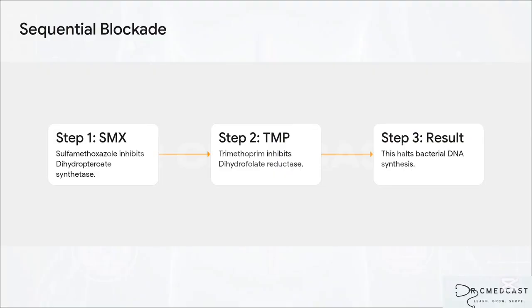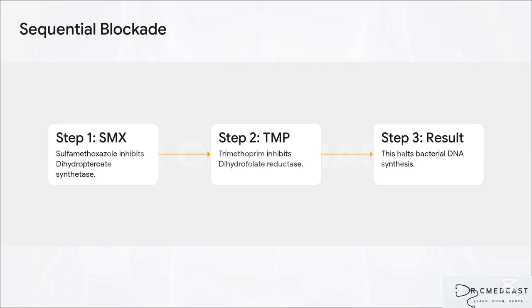So how in the world is this synergy achieved? Well, it's through a really elegant mechanism known as a sequential blockade. You see, bacteria need to make their own folic acid to build DNA. Sulfamethoxazole blocks the very first enzyme in that pathway. Then, trimethoprim comes in and blocks a second enzyme further down the line. By hitting the same pathway at two different points, they completely shut down the production line for tetrahydrofolate, starving the bacteria of the building blocks it needs for DNA and survival.